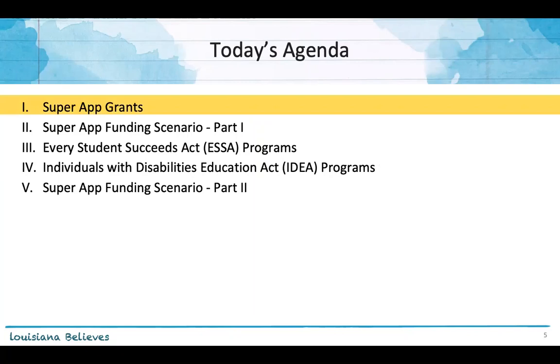Our agenda for today includes a high-level overview of the grants and Super App, a Super App funding scenario. Then we will take a closer look at federal programs to gain an understanding of the purpose of federal funds and allowable expenditures. Once you are grounded in federal programs, we will circle back to the Super App funding scenario and walk through how to identify and braid federal funding sources to support school system priorities.